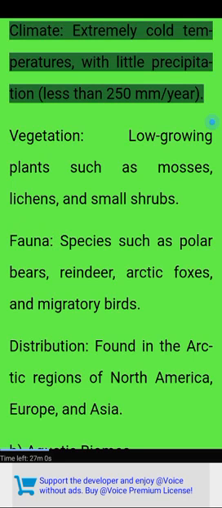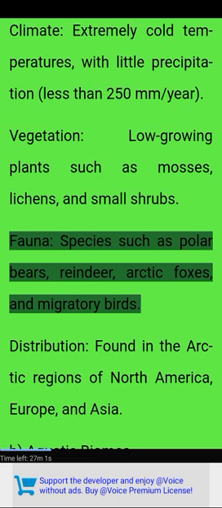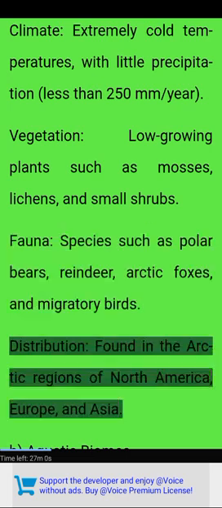Tundra. Climate: extremely cold temperatures, with little precipitation, less than 250 millimeters per year. Vegetation: low-growing plants such as mosses, lichens, and small shrubs. Fauna: species such as polar bears, reindeer, arctic foxes, and migratory birds. Distribution: found in the Arctic regions of North America, Europe, and Asia.